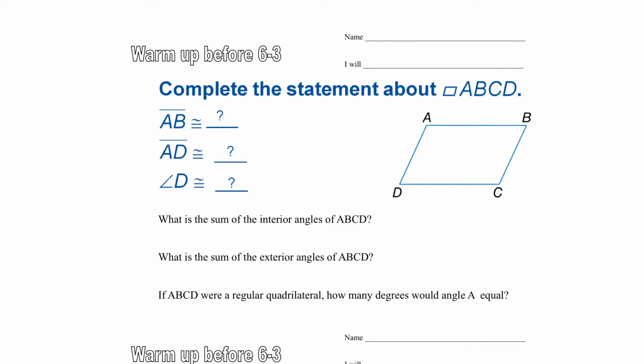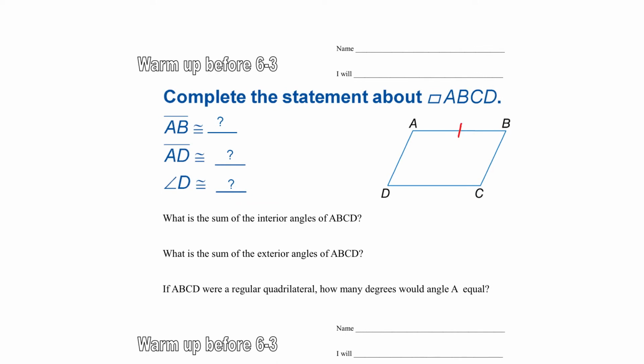So let's go ahead and jump into this. On our warm up, AB is congruent to what? Side AB is congruent to what? DC. Side DC. These two are congruent since it's a parallelogram. Okay, AD is congruent to what? BC. To BC. These two are congruent.